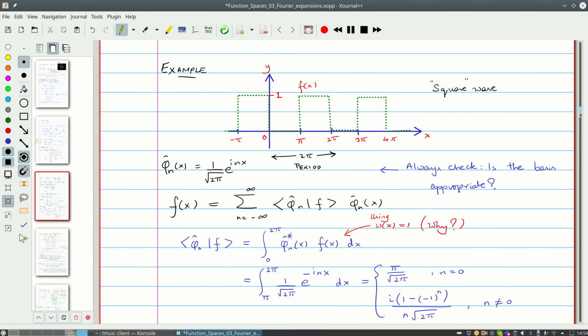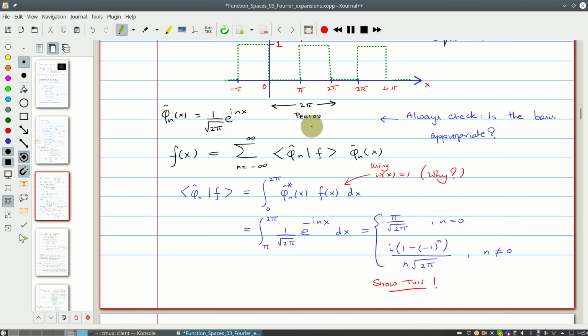Okay, so we know what our basis functions are as before, and I put a note here. Whenever you're doing a Fourier expansion, always check to make sure that the basis is appropriate. This particular basis is periodic in 0 to 2 pi. So you might ask, what happens if my function is periodic in minus 1 to 1 or something like that? Well, there are ways to modify this basis systematically, and we'll see how that's done. But in this particular case, this basis is in fact appropriate for the range 0 to 2 pi, so we can use it.